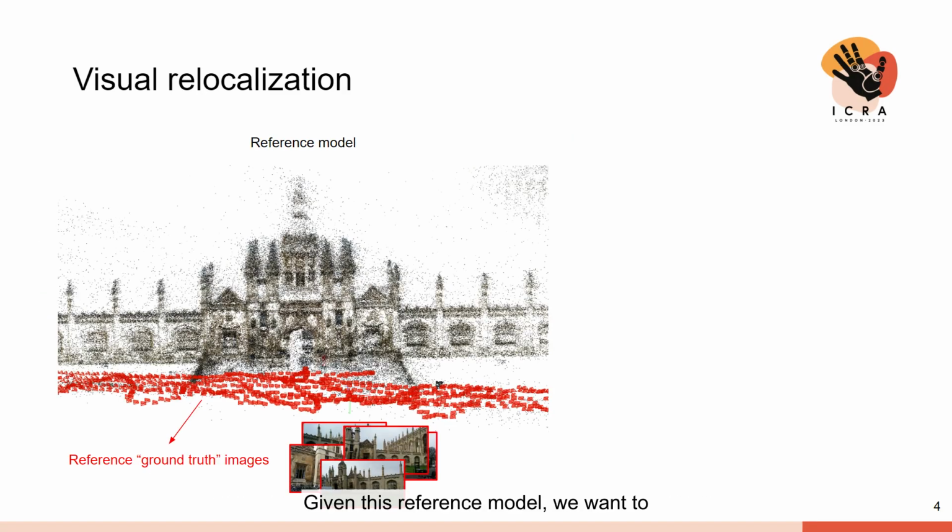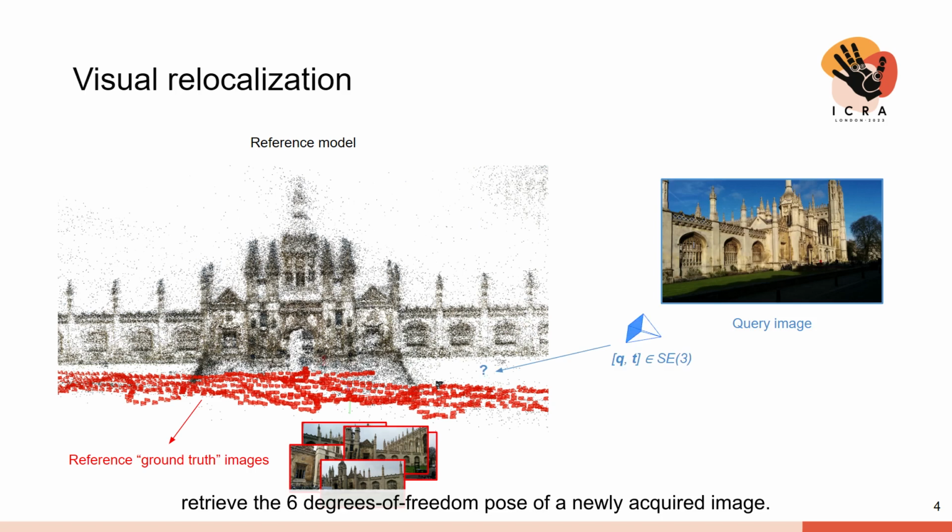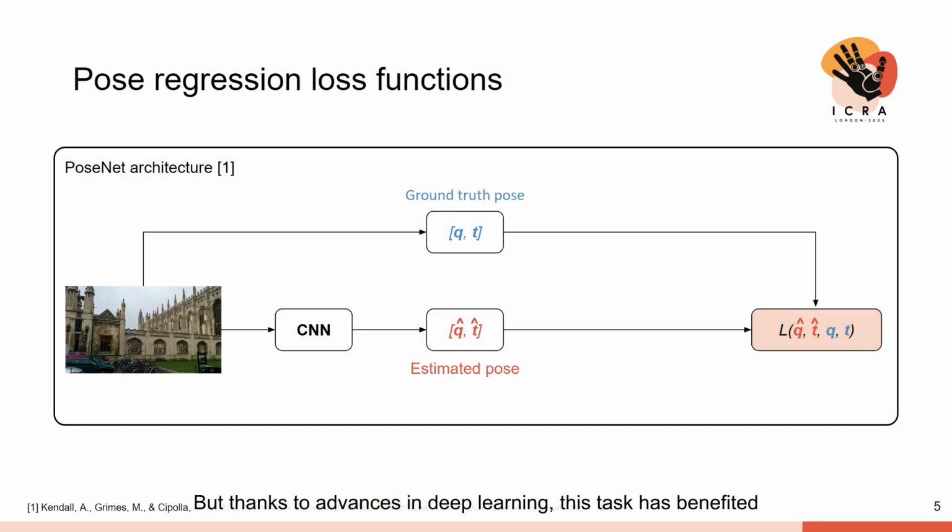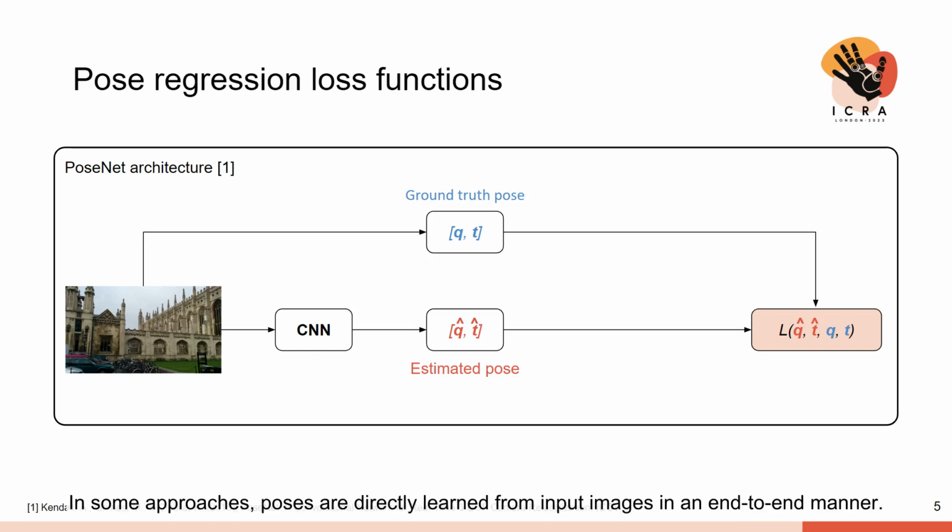Given this reference model, we want to retrieve the 6 degrees of freedom pose of a newly acquired image. In this presentation, poses will be represented with T and Q, where T is a translation component and Q a quaternion representing the rotation component. This problem has been tackled in numerous ways. There are traditional vision pipelines based on handcrafted features. But thanks to advances in deep learning, this task has benefited from replacing some of its parts with deep learning counterparts. In some approaches, poses are directly learned from input images in an end-to-end manner.